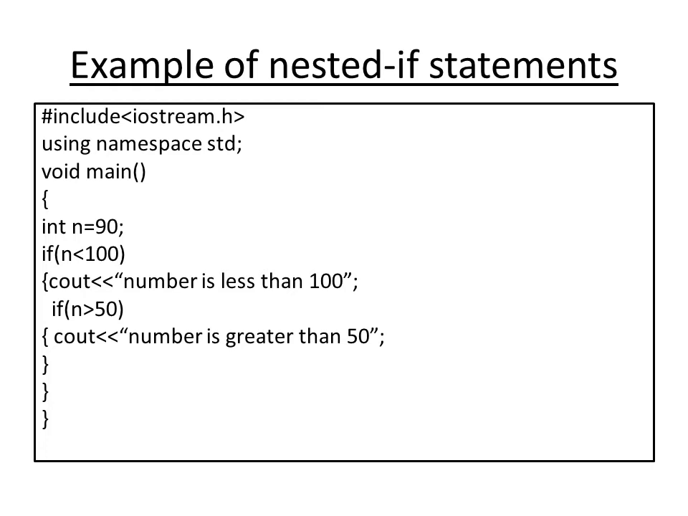This is the example of a nested if. Now we have declared an integer n equal to 90. 90 less than 100. Condition is true. We print 90 is less than 100, just the number is less than 100. But after the cout statement, there's an if statement. It's written if n greater than 50. 90 is greater than 50, so it will again print number is greater than 50.